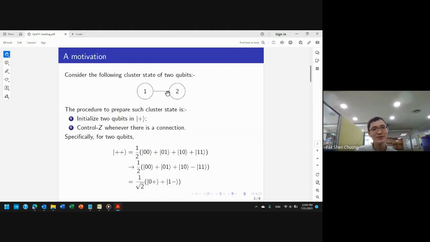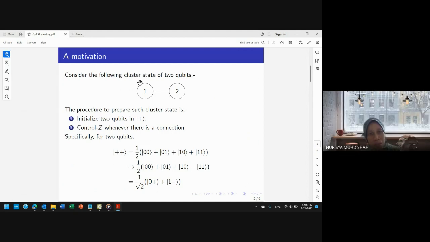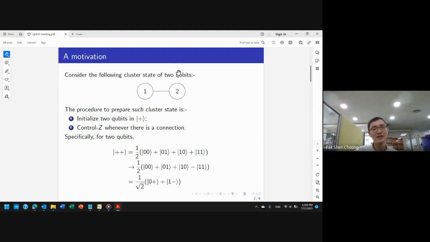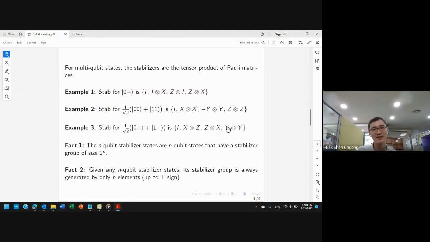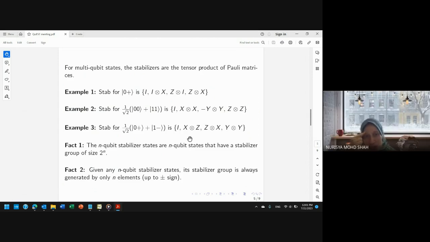You look at the first qubit. If it is linked to the second qubit, then the second qubit will be your Z, and the first qubit will be big X. Then you look at your second qubit: now your second qubit is X and your first qubit is Z. That's why you have XZ and then ZX. This will be the generators, and the rest you can generate from XZ and ZX.